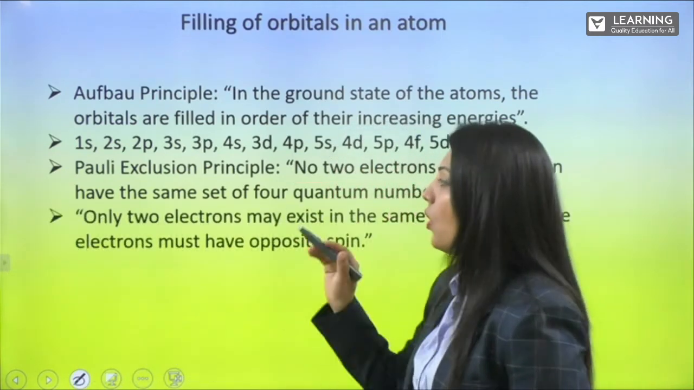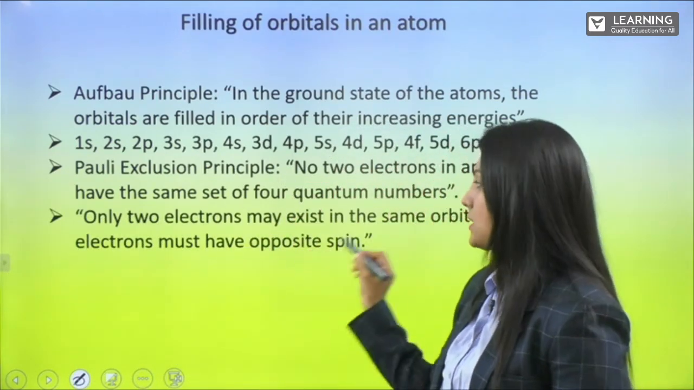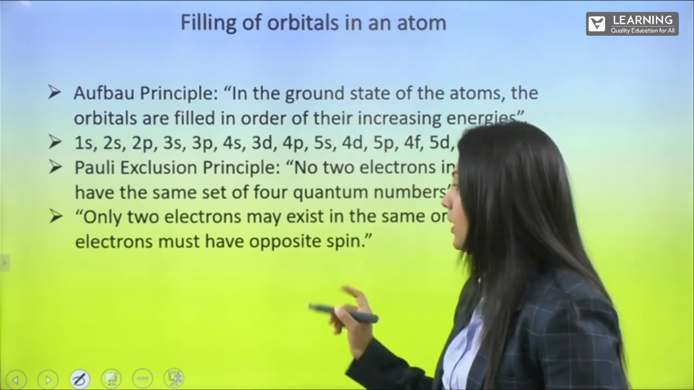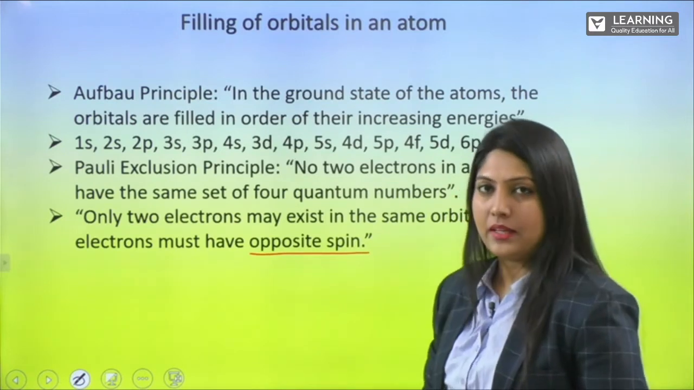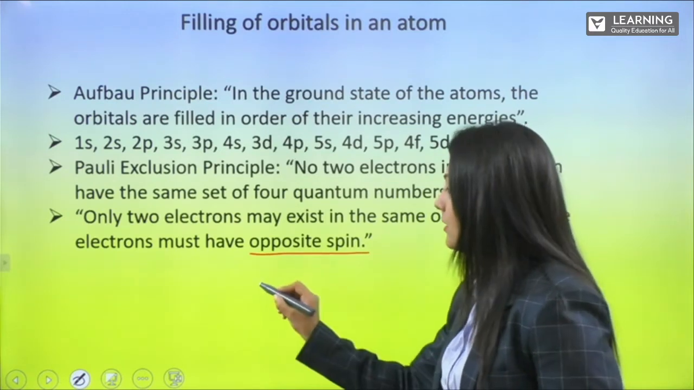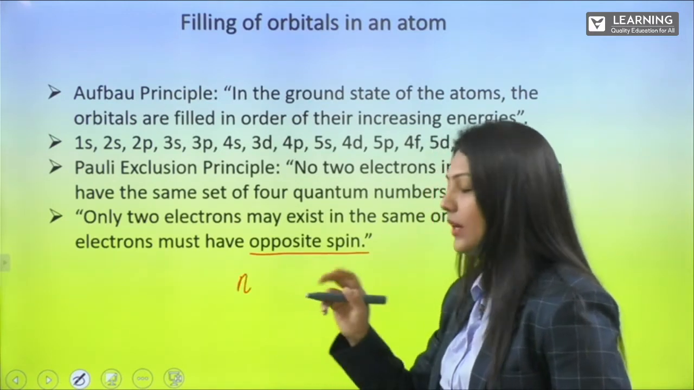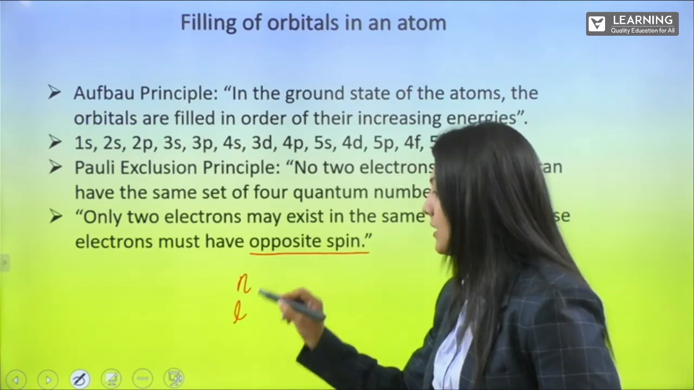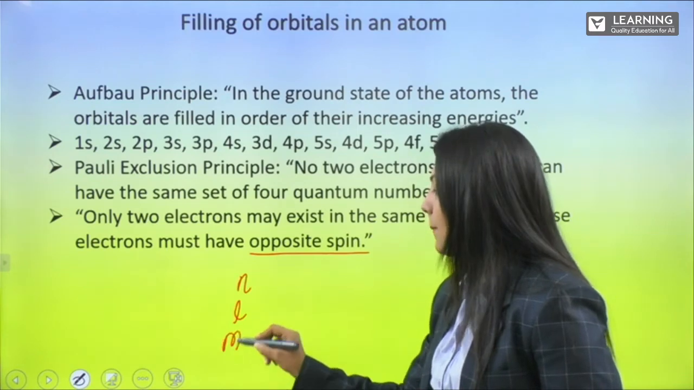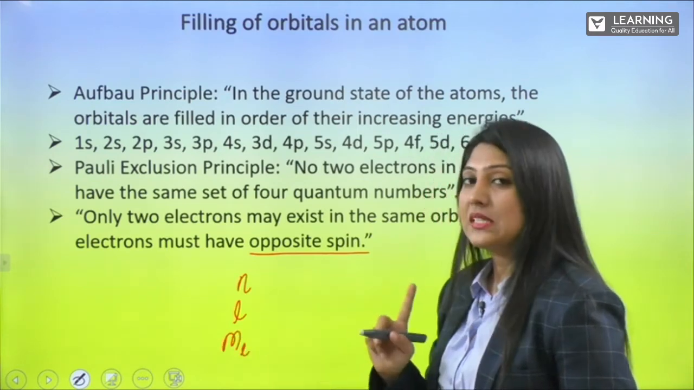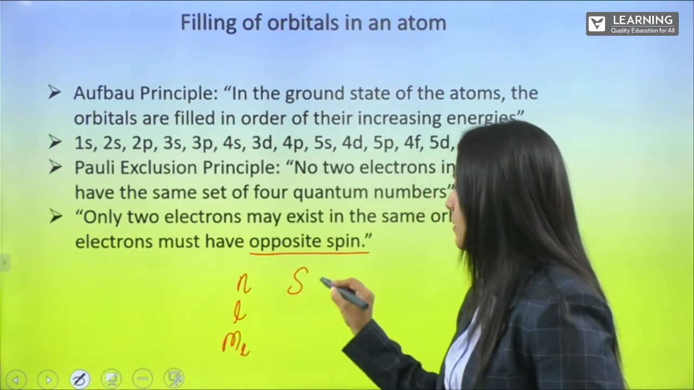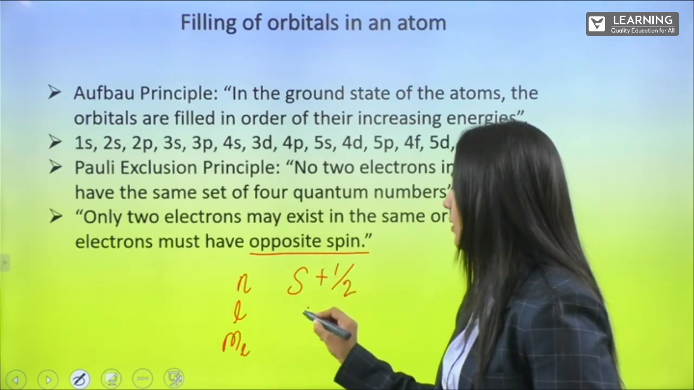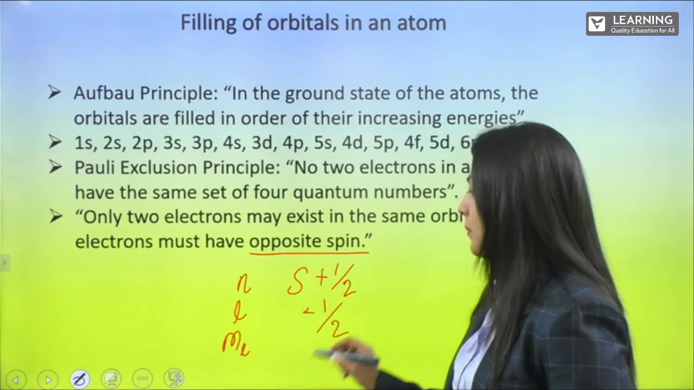Got it? Only two electrons may exist in the same orbital, but they will have opposite spin. As I said, the two electrons may have the same principal quantum number, azimuthal quantum number, and also magnetic quantum number, but the spin will be different. The spin might be plus half for one electron, and for the other electron it will be minus half.